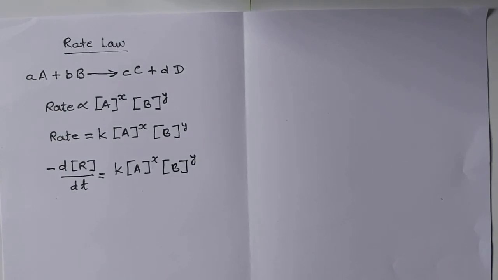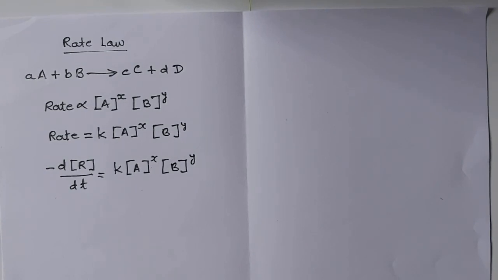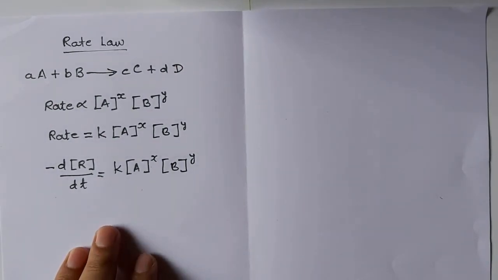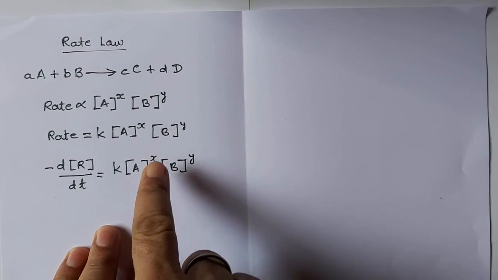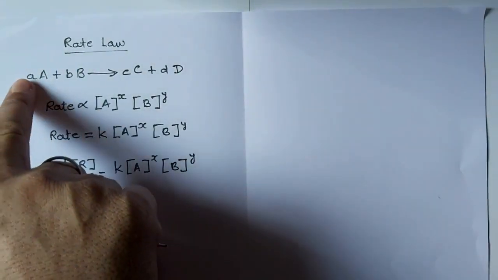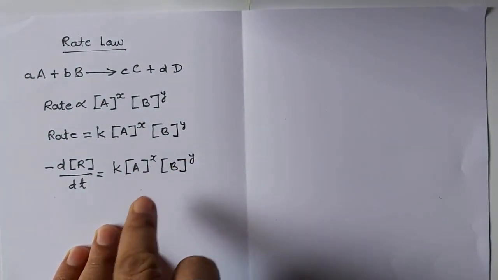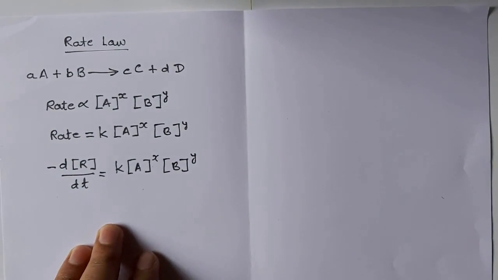Now looking at this equation, we can define rate law once again. Rate law is the expression in which reaction rate is given in terms of molar concentration of reactants, with each term raised to some power which may or may not be the same as the stoichiometric coefficient of the reacting species in a balanced chemical equation.